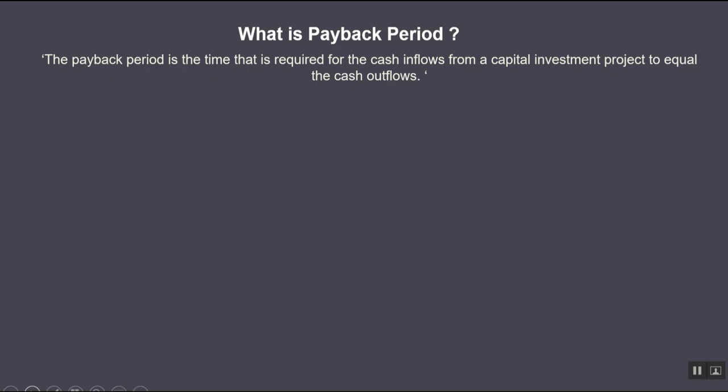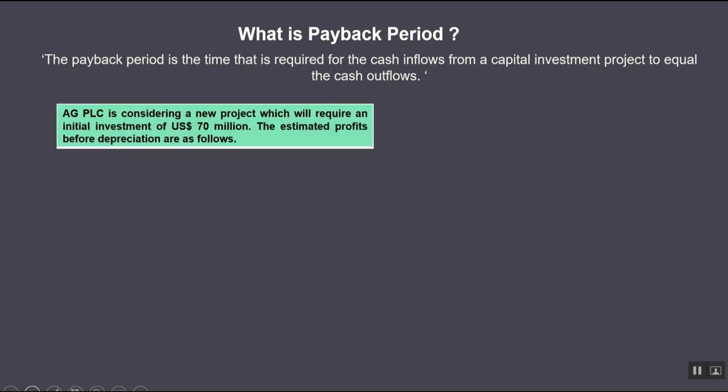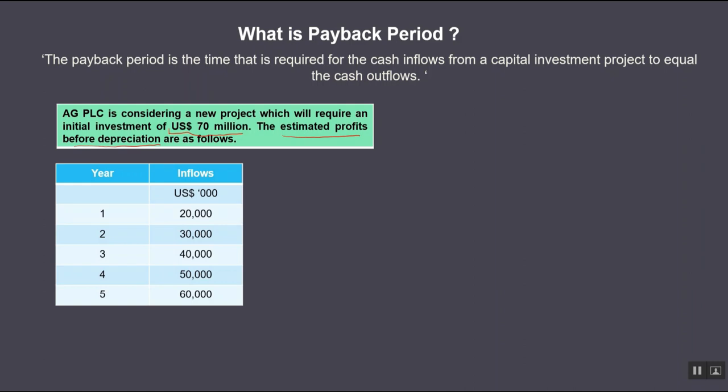In order to explain the payback period, let me take this example. AG is considering a new project which will require an initial investment of US dollar 70 million. The estimated profits before depreciation are as follows. So this is very important. Now you are given a set of information: the cash flows from year 1 to year 5. These are the years that the project is going to run, and these are the respective estimated cash inflows. These cash inflows are before depreciation.